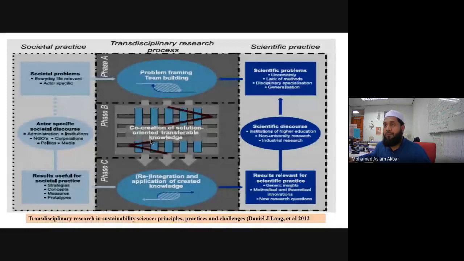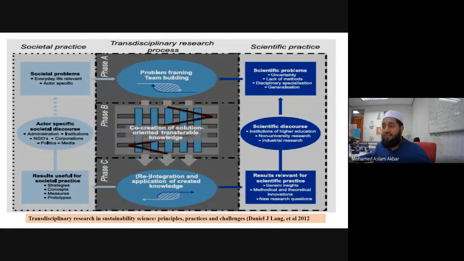And then this is how we do that. There is a societal practice, there is a scientific practice. You can see here that there's problem framing, phase A, and then you have phase B, and then you have phase C. So this is where we are framing the problem, understanding and identifying the problem, and then in phase B we are co-creating solution-oriented transferable knowledge. In phase B, we are bringing the knowledge for the solution. And in phase C, we are doing integration.